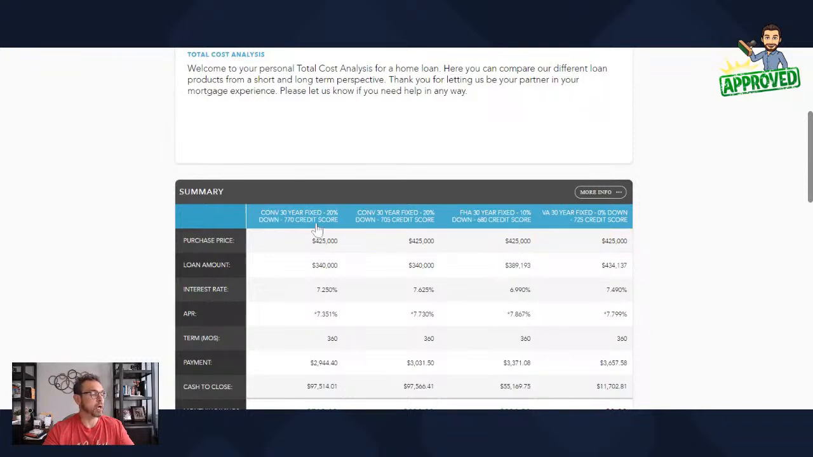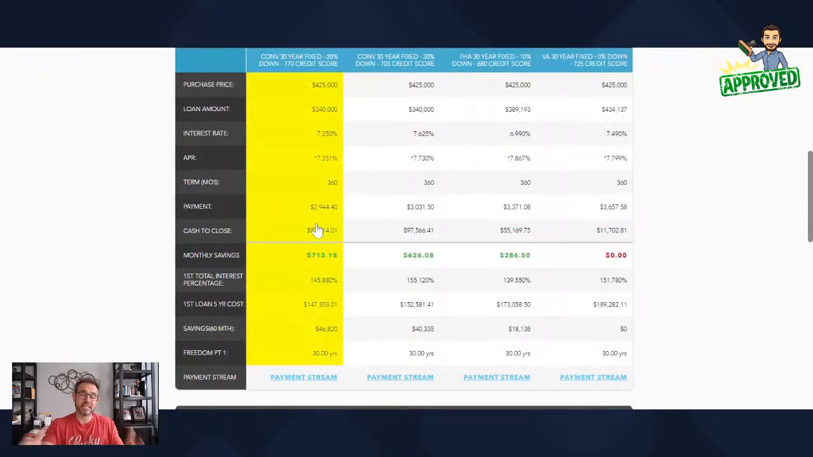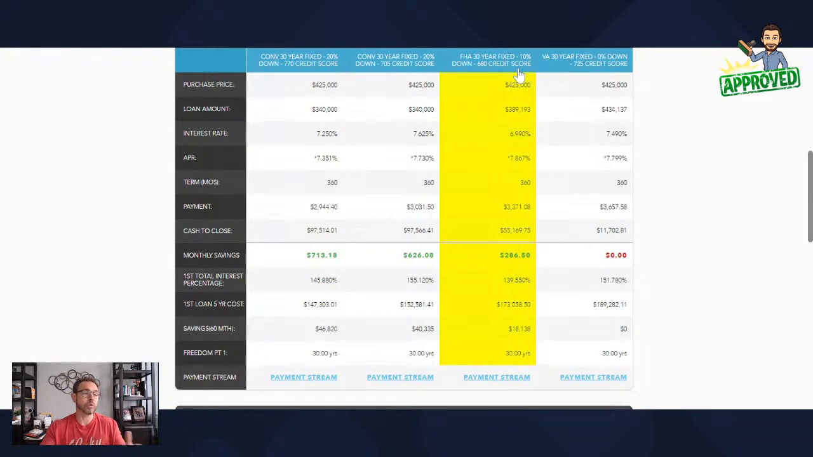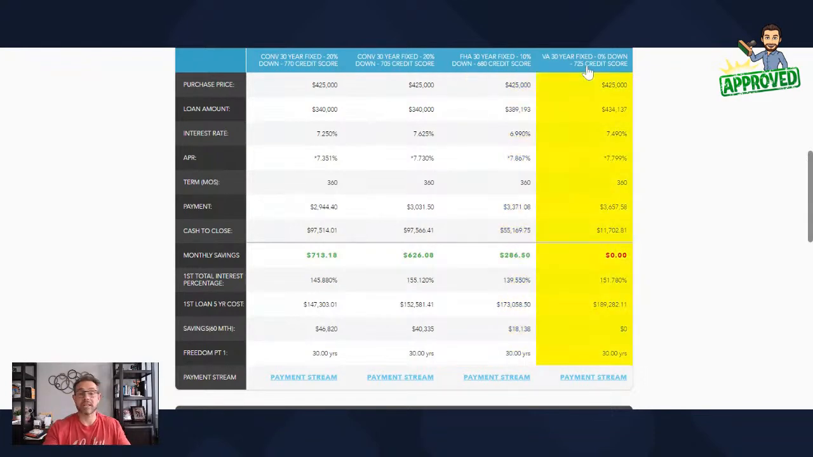I did one column with 20% down with a 770 credit score. I did a second column with 20% down, but in that column, I did a 705 credit score. I did another column with an FHA loan, 680 credit score, 10% down. And then I even did a VA loan, 725 credit score with 0% down.